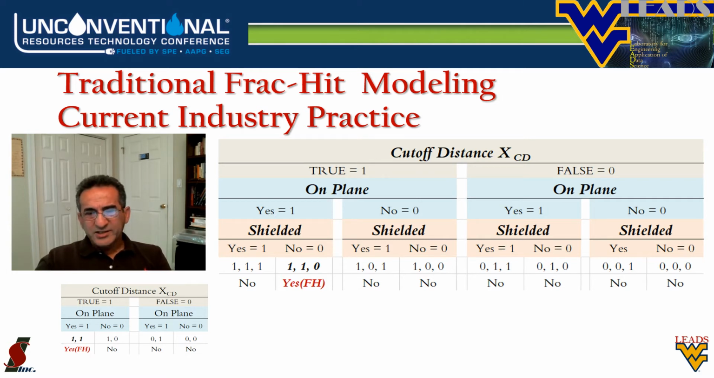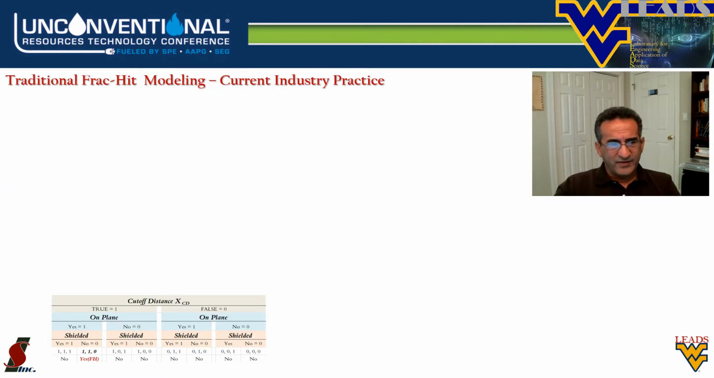When shielded came to be, then not only did the cutoff distance have to be true, and not only did the on plane have to be true, but also it shouldn't be shielded. If it was on plane and it was shielded, which is yes right here, then there would be no frac hit. But if it is not shielded and still on plane, and the distance is not enough, then there will be a frac hit. And that is what our industry uses today. And I'm going to show you the data that we have and how it works.